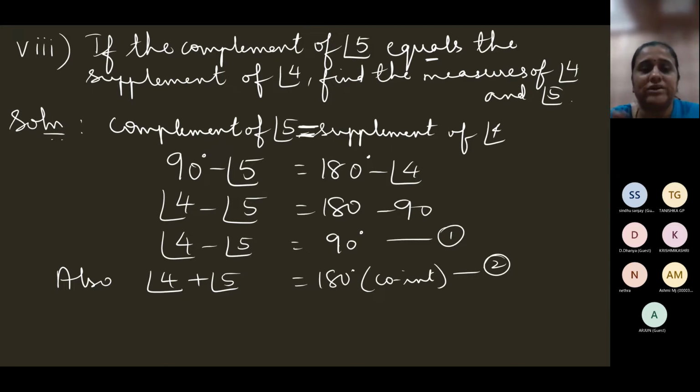We are keeping the unknowns on one side. If we have variables like x and y, we keep x and y on one side and the constant, the number, on the other side. Here angle 4 and angle 5 are the unknowns, so we keep those two angles on the same side and the constant on the other. So we get angle 4 minus angle 5 is equal to 90 degrees, and from the figure, angle 4 plus angle 5 is 180 degrees. Now solve these two equations.